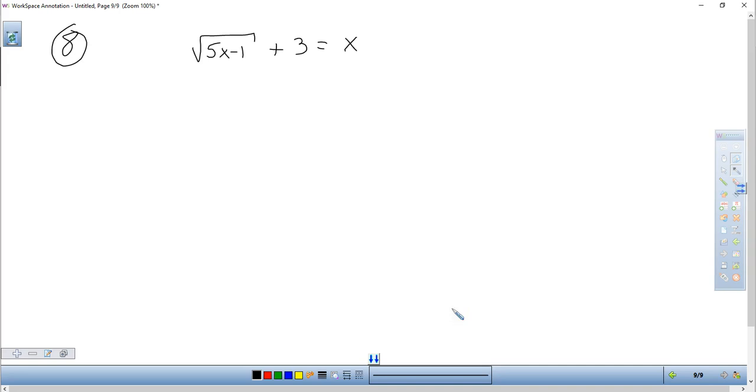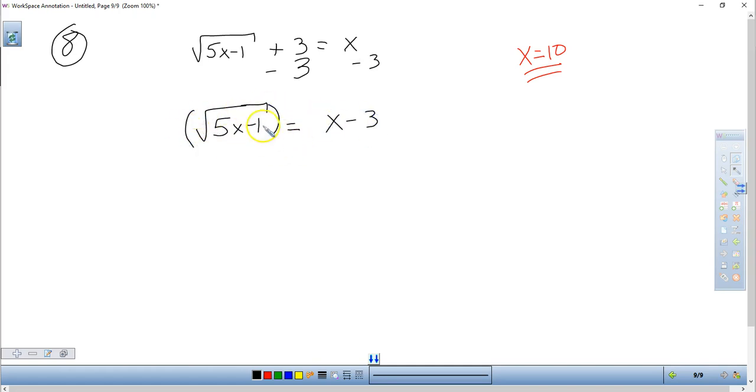Okay, hopefully you paused the video and now you're coming back to check your answer. Yet again, for those of you that are just here to check your answer, x is equal to 10. So let's go through the steps. We subtract 3. 5x minus 1 is equal to x minus 3. Since we're talking about square roots, I'm going to square both sides.